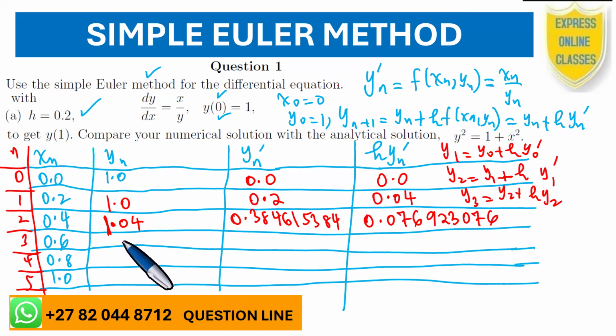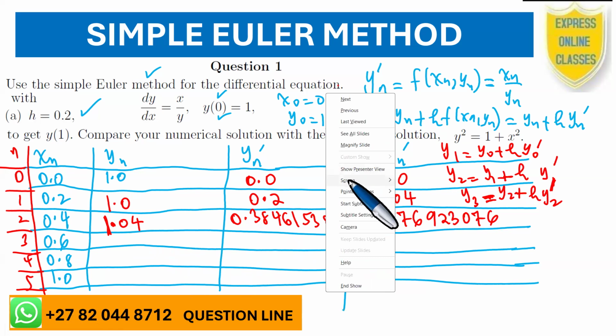So to get y3, we need h times y2 prime. Let's come here. What would y2 be? There is y2, which is this one, and y2 prime is this one. Then you multiply h by the y2 prime, and you're able to get the result y3, and then you put it here. Okay, let us do that one.